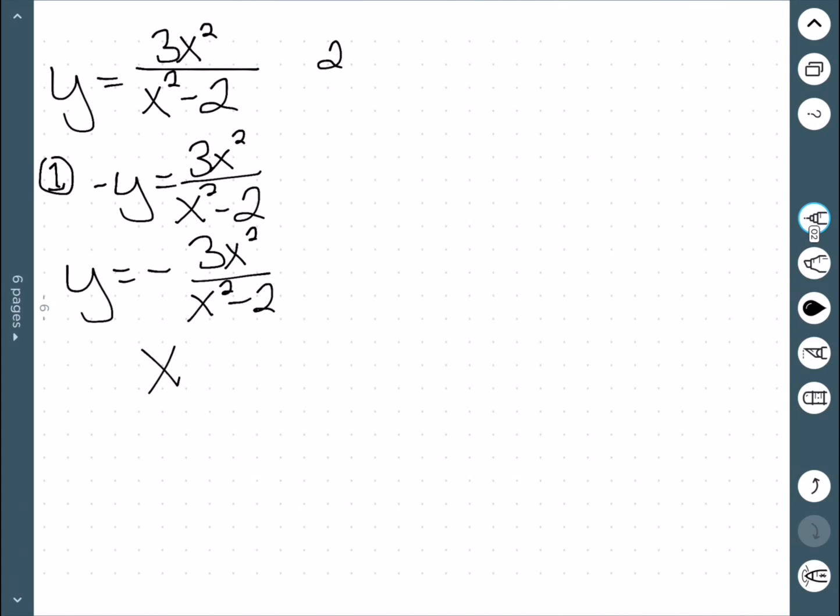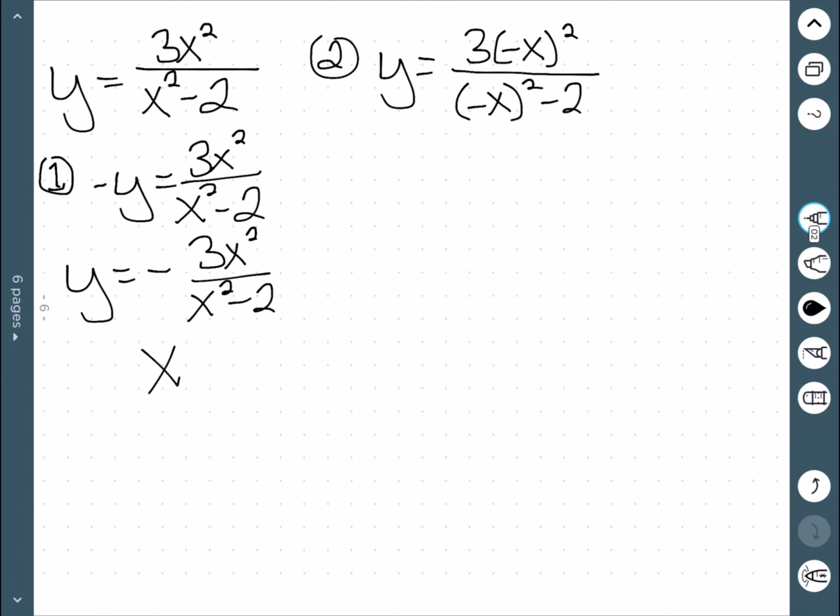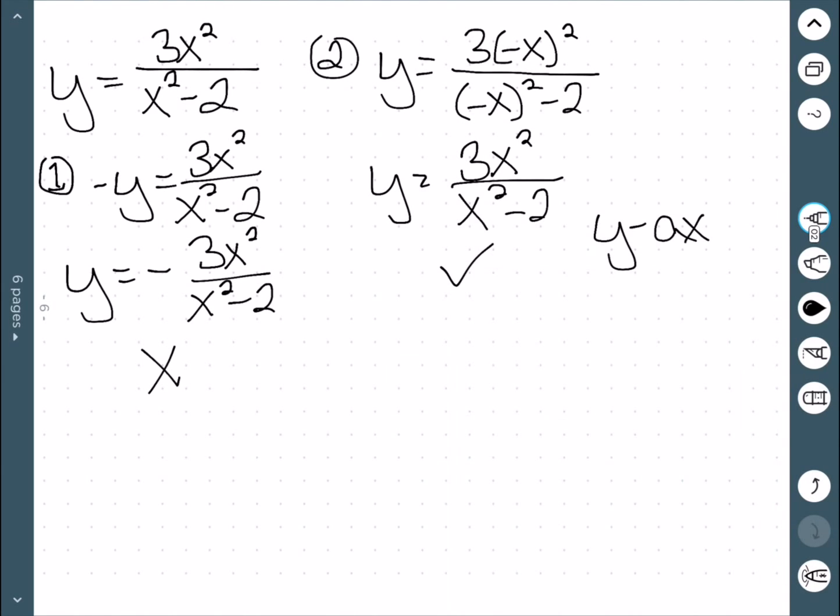The second step, let's replace x by negative x. This time y is equal to 3 times negative x squared over negative x squared minus 2. And a negative number times a negative number is still positive. So here, nothing changed. I do have y-axis symmetry.